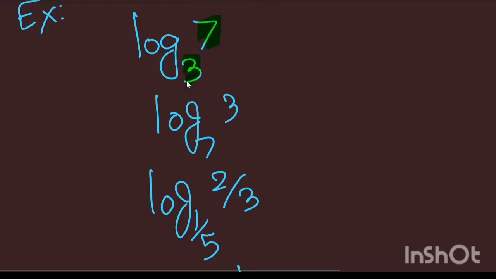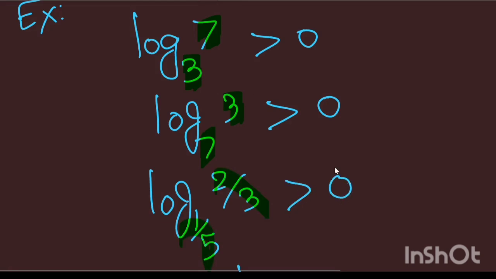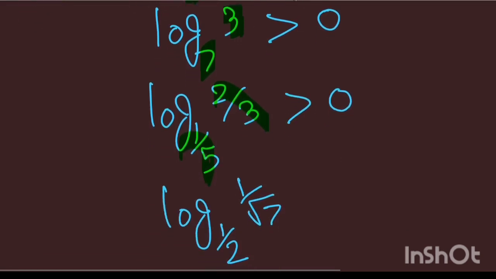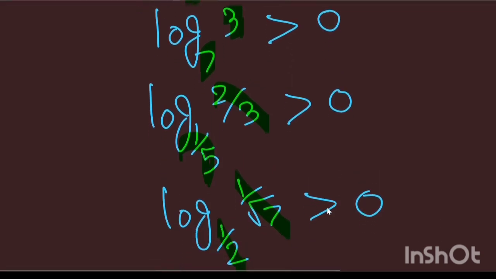7 is greater than 1, 3 is greater than 1, 3 and 7 again here are greater than 1. So we can say that they are positive. Here 2 by 3 and 1 by 5 both are lesser than 1, between 0 and 1. So here also we can say that it is greater than 0. In a similar way, here it is 1 by root 7, 1 by 2, it is positive. As I said, both should be fractions or both should be greater than 1. So the result is a positive value.